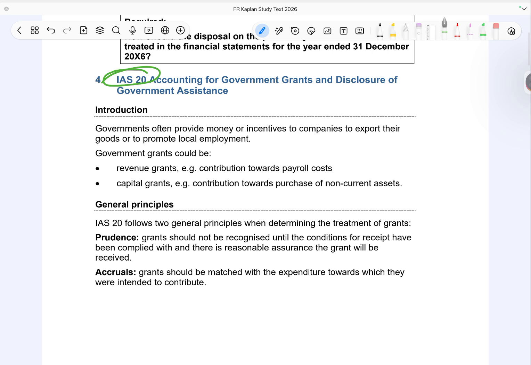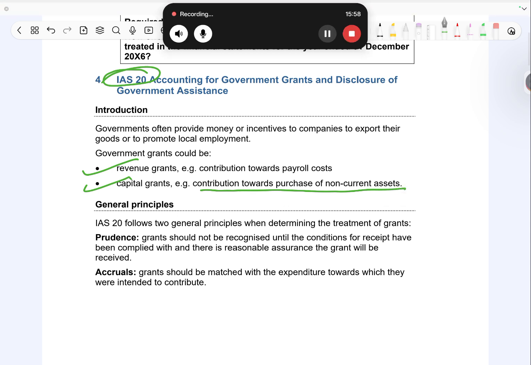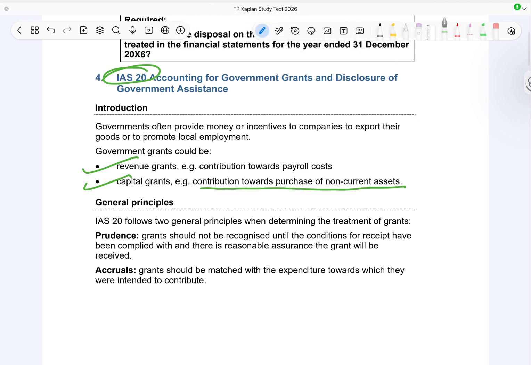Okay, so introduction. Government grants often provide money or incentives to companies to export their goods or to promote local employment. Government grants could be revenue grants, for example a contribution towards payroll cost, or capital grants, for example a contribution towards purchases of non-current assets. So revenue grants are grants given towards the day-to-day expenses which a company has, and capital grants are given towards a major investment for something that is long term.